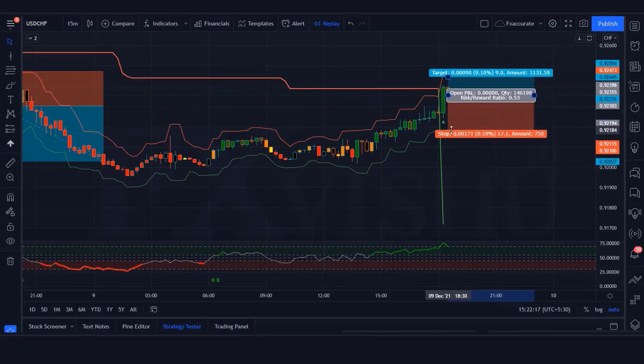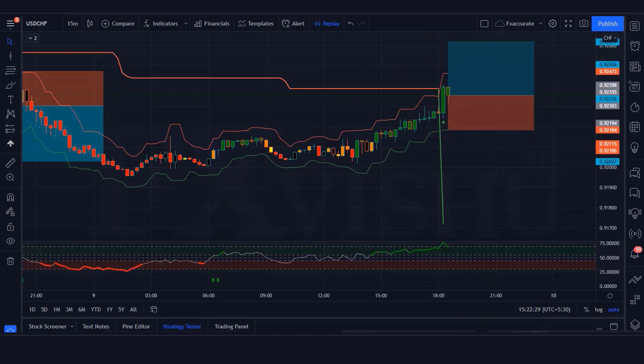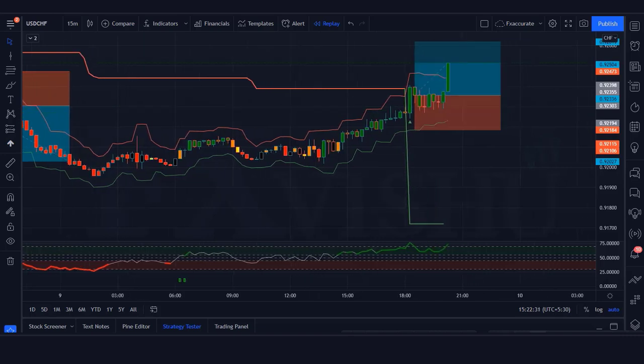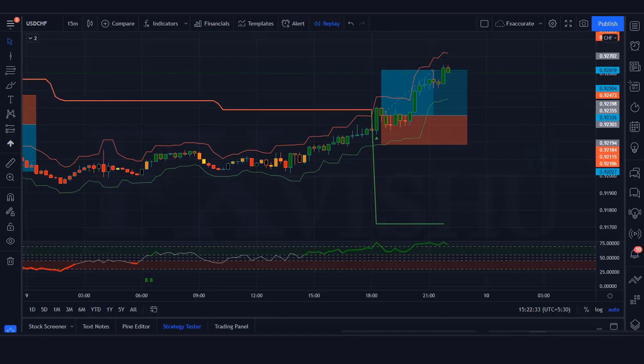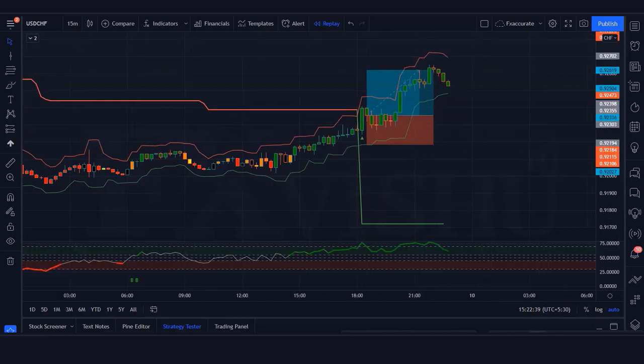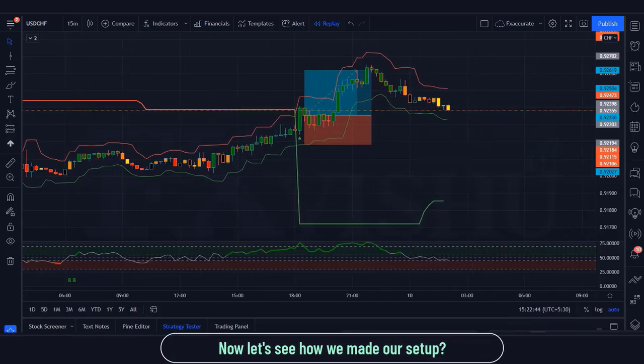Our stop loss will be at the stop loss indicator green line. And our risk to reward ratio will be 1:1.5. Let's see what happens to our trade. Our trade is running in profit. We have won the trade. I hope you must have liked this trading strategy. Now let's see how we made our setup.